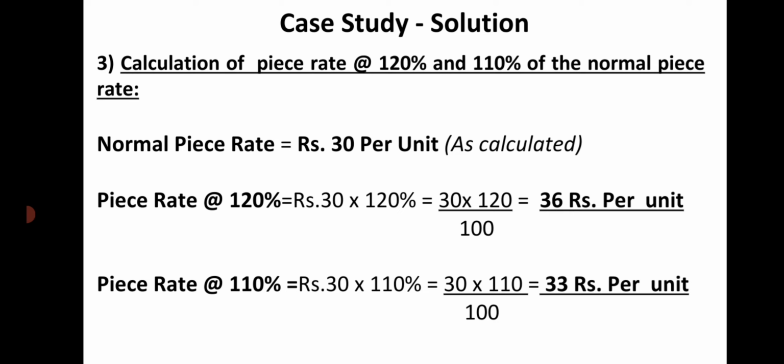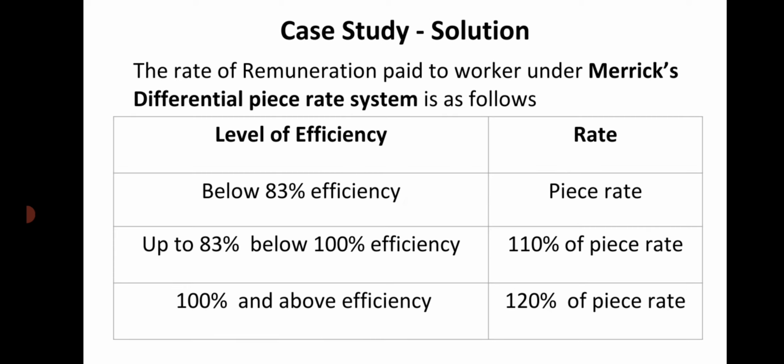Calculation of piece rate, 120% and 110% of the normal piece rate, for the Merrick plan. What is the normal piece rate? 30 per unit. Piece rate at 120% is equal to 30 into 120 divided by 100, which is 36 rupees per unit. Piece rate at 110% is equal to 30 into 110 by 100, that means 33 rupees per unit. These are the calculations.